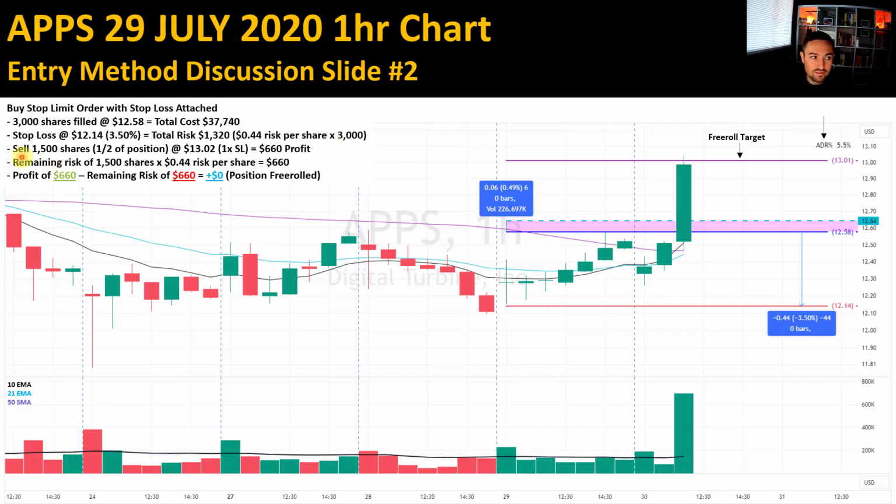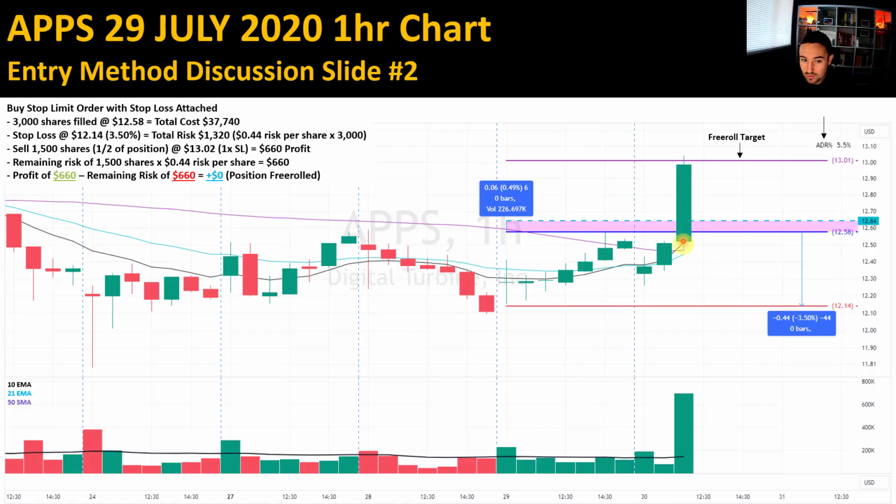Nice. Now we're going to sell 1,500 shares, which is half of the position, at 13.02. I don't know, that should actually say 13.02, so I don't know why that's not gone up a little bit more, but 13.02, so that's going to be $660 worth of profit. The remaining risk of 1,500 shares is 44 cents times 1,500, $660. So you can see how the profit cancelled out the risk. So then within the first, what's that, this would be a 1 hour chart.